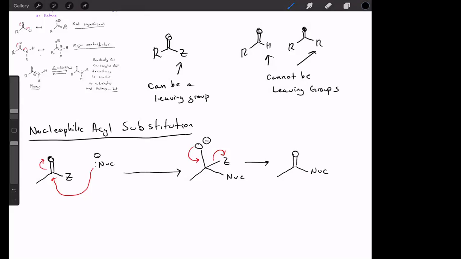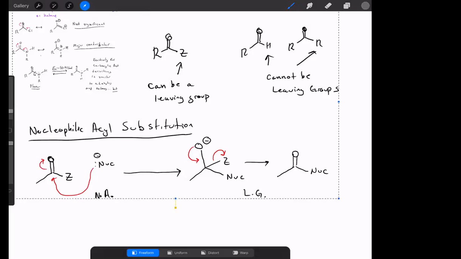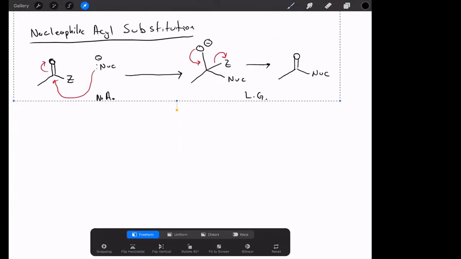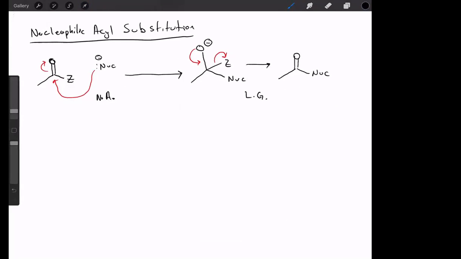Okay, so what did we get? We've got nucleophilic attack, and we've got loss of a leaving group. All right, so this is the very generalized mechanism of nucleophilic acyl substitution. It's going to involve a nucleophilic attack and a loss of a leaving group, and it's always going to form a tetrahedral intermediate.